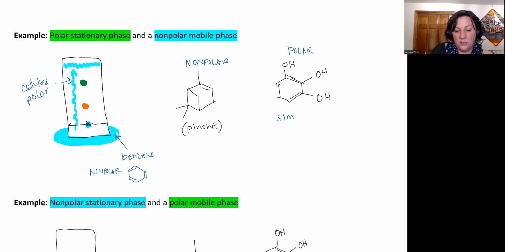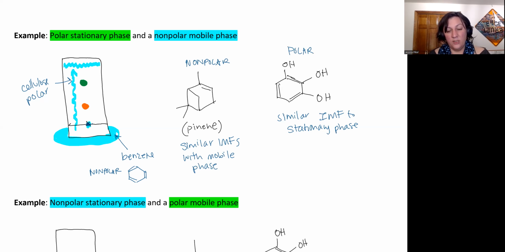So this has similar IMFs to our stationary phase. And our pinene is nonpolar, and so it's actually going to be really similar to the benzene. It's going to have similar intermolecular forces with our benzene. Remember, like dissolves like. So really, of these 2 compounds in our mixture, the pinene is most likely to dissolve in our mobile phase that's moving up the paper.